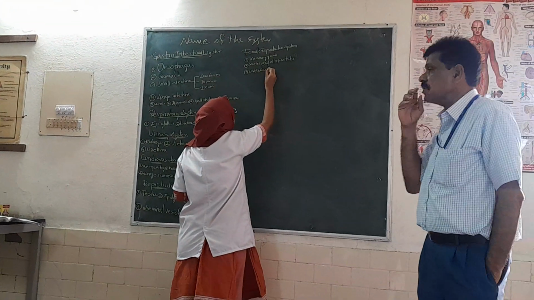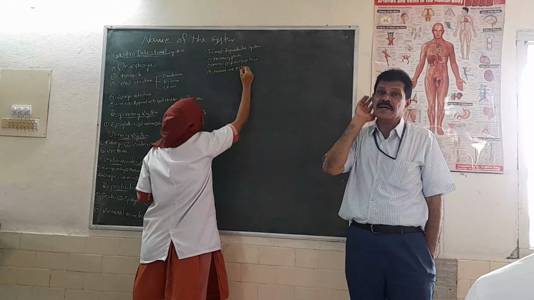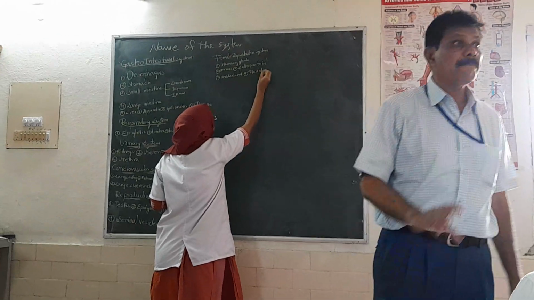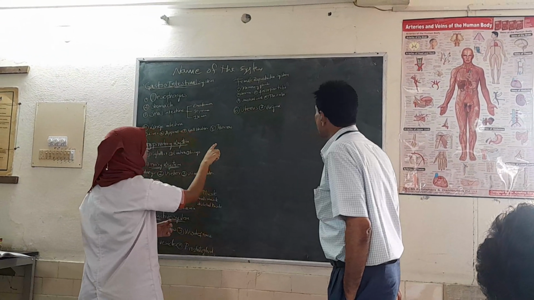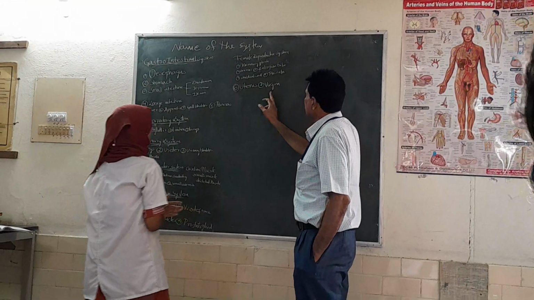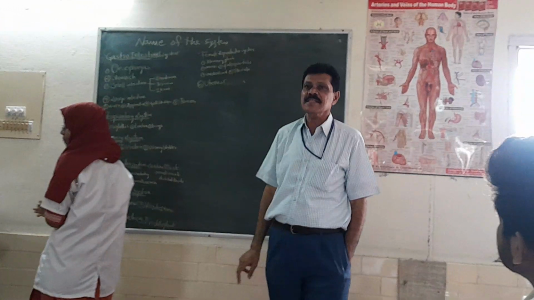placenta, and also the umbilical cord. Female reproductive system. Vagina slide is not there. Placenta, umbilical cord, and these are the steps.